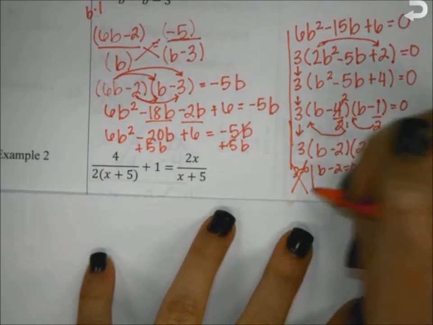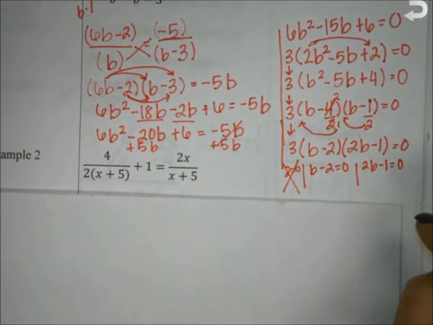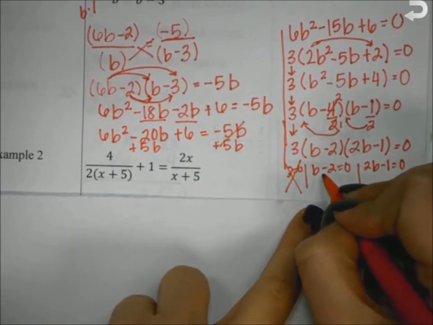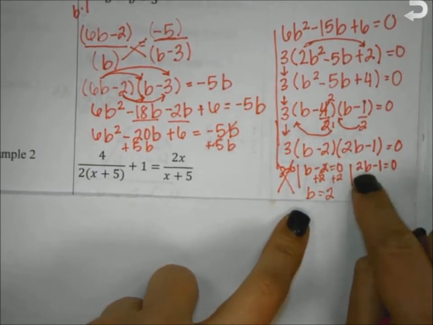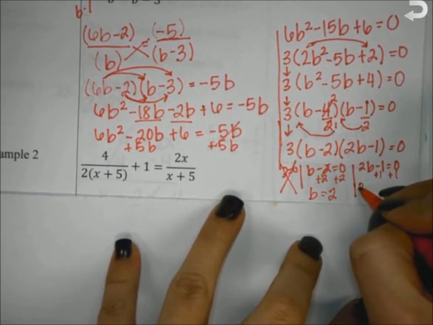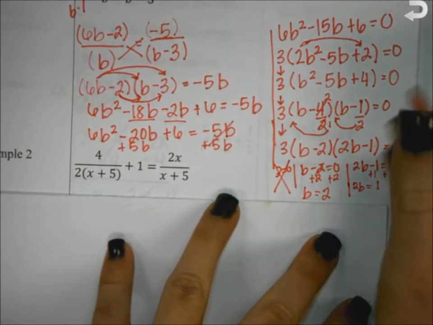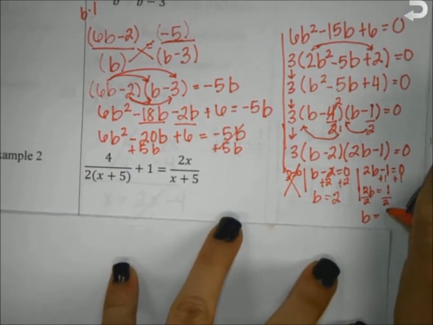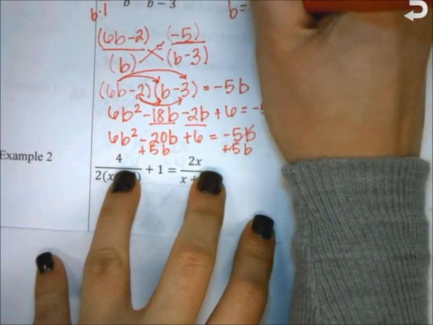And then these are easy to solve for, right? How do I solve for b here? Add 2. So b equals 2. And what about this one? I add 1. So we get 2b equals 1. And then what do I do? Divide by 2. So in this case, b equals 2 and b equals? 1/2. Let's write that up here. b equals 2, 1/2. Is that going to be like every single question? No.